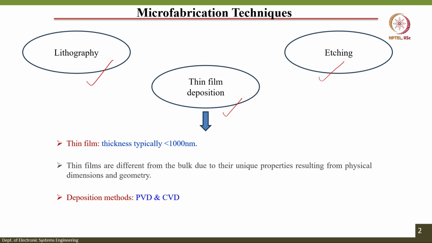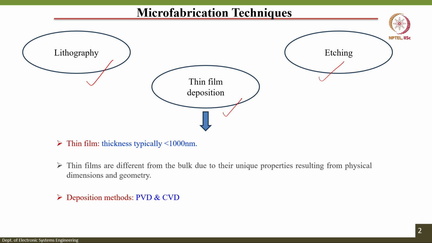Then you have various thin film deposition techniques that are used to deposit thin films of various materials like metals or dielectrics. You have learned about physical vapor deposition, and also you might have heard about the term CVD, which stands for chemical vapor deposition. So using this thin film deposition, various thin films, as I mentioned, are deposited on the substrate.